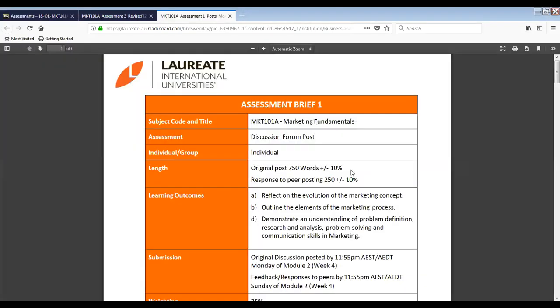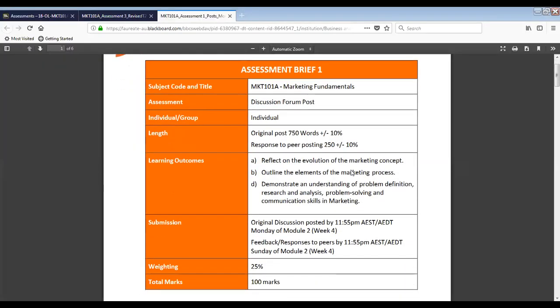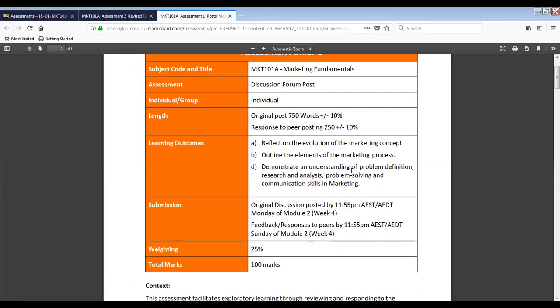All right, so let's have a look at the first assessment. I received a couple of inquiries from students about the first assessment. First of all, of course, welcome to the course.